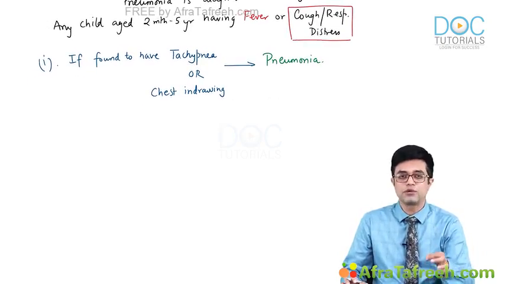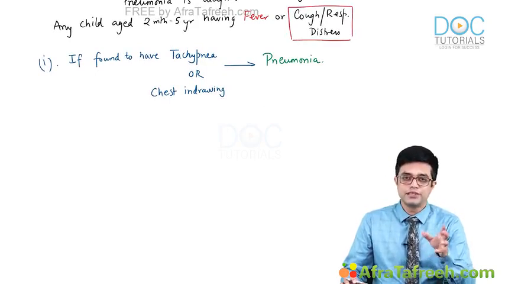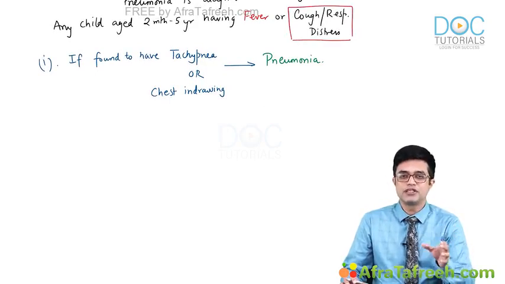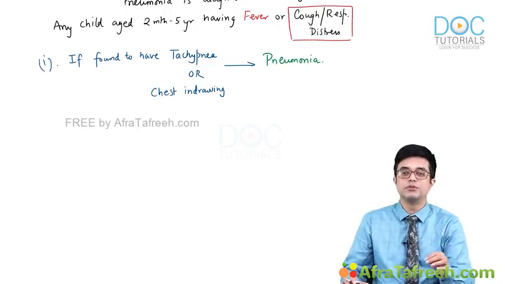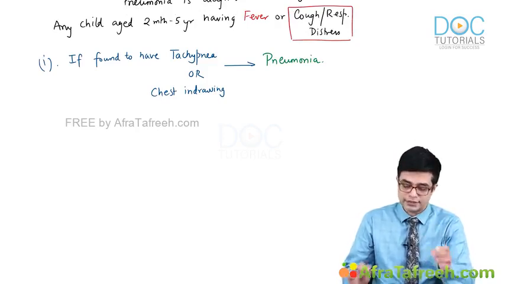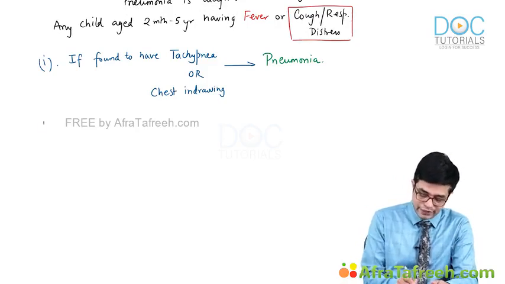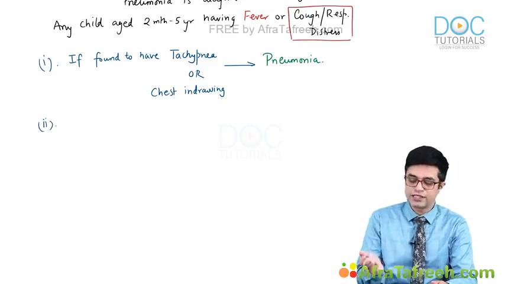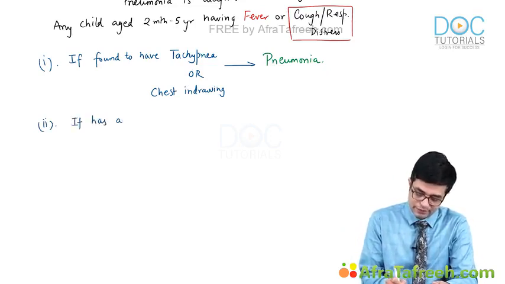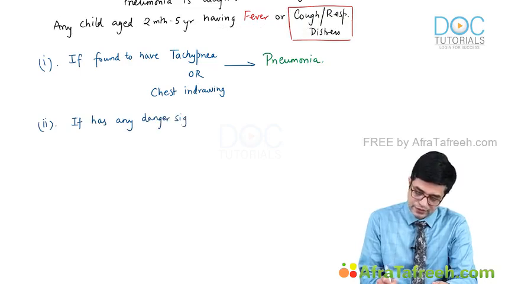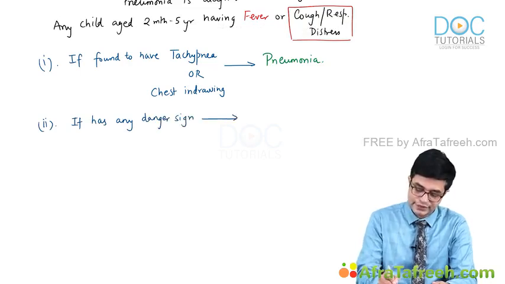It has a very strong predictive value. In a febrile child or a child with respiratory illness, presence of tachypnea or chest indrawing is assumed to be pneumonia unless proven otherwise. And second category, if the child aged 2 months to 5 years having fever or cough or respiratory distress has any danger sign, we call it severe pneumonia.